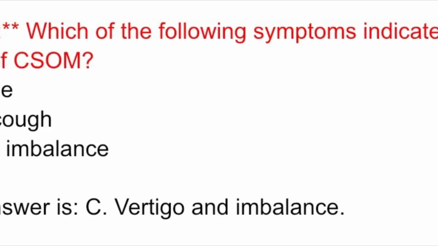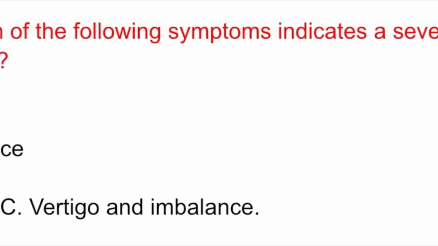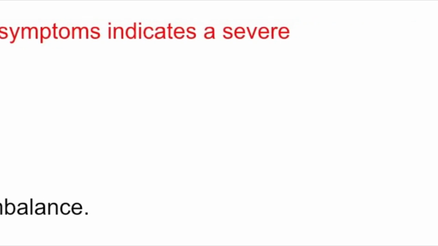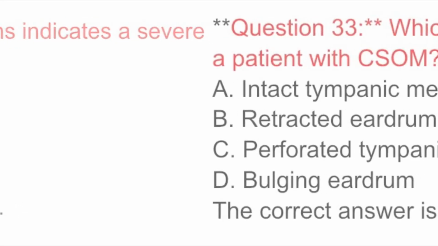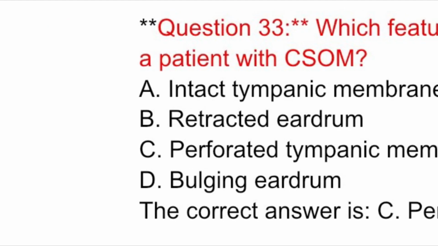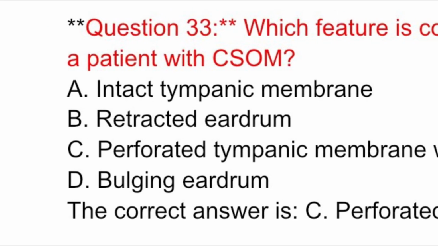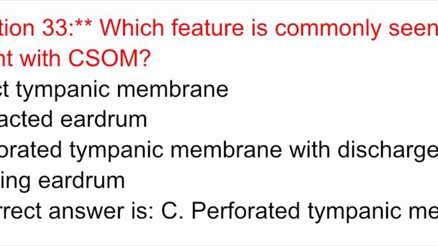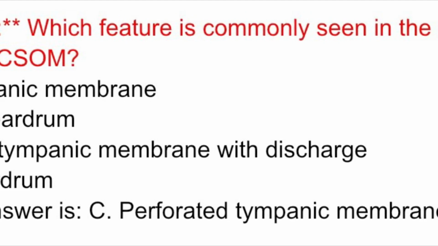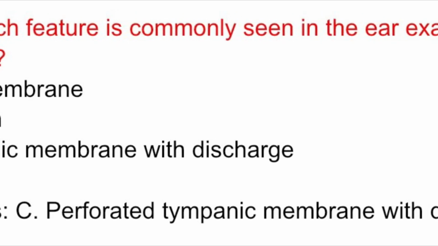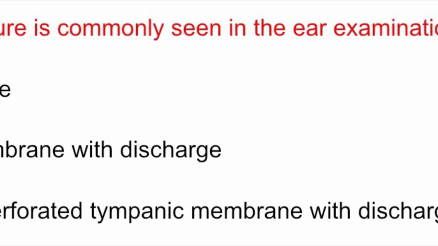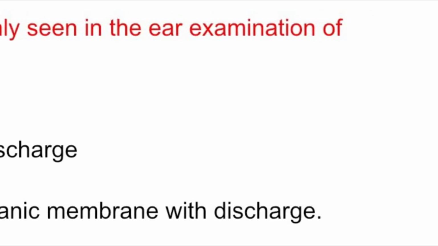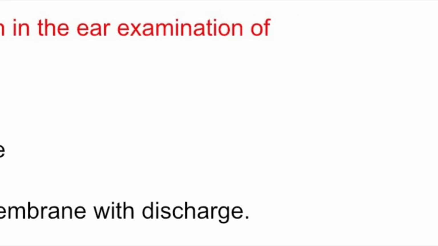Question 32. Which of the following symptoms indicates a severe complication of CSOM? A. Mild earache. B. Persistent cough. C. Vertigo and imbalance. D. Mild fever. The correct answer is C. Vertigo and imbalance. Question 33. Which feature is commonly seen in the ear examination of a patient with CSOM? A. Intact tympanic membrane. B. Retracted eardrum. C. Perforated tympanic membrane with discharge. D. Bulging eardrum. The correct answer is C. Perforated tympanic membrane with discharge.